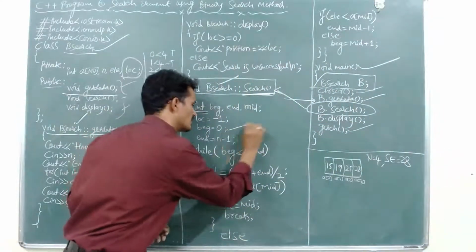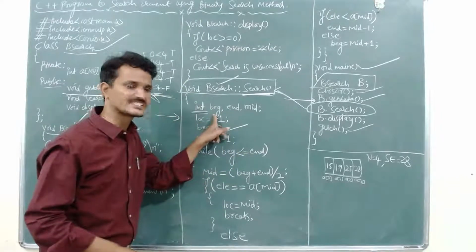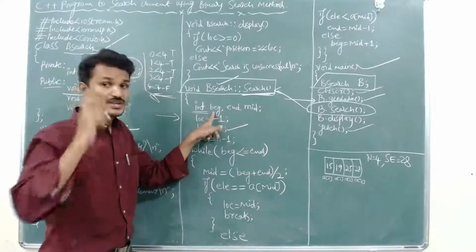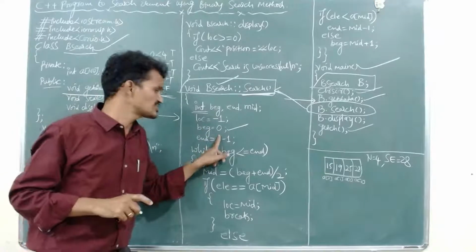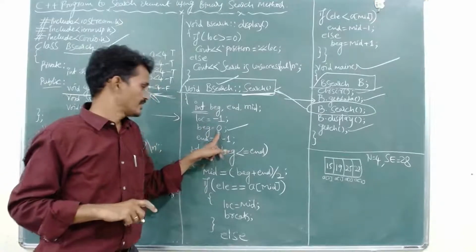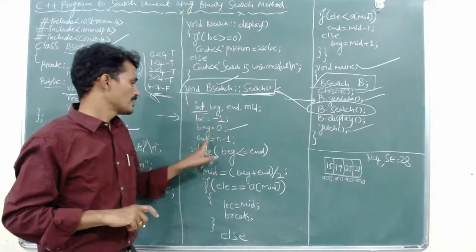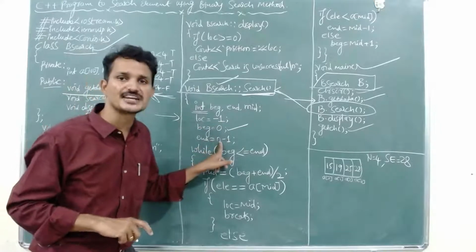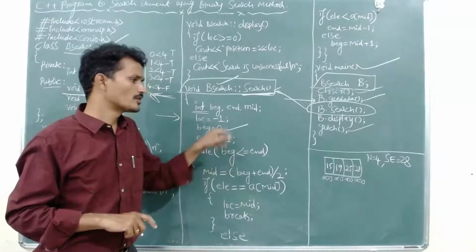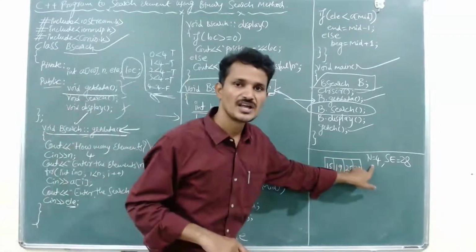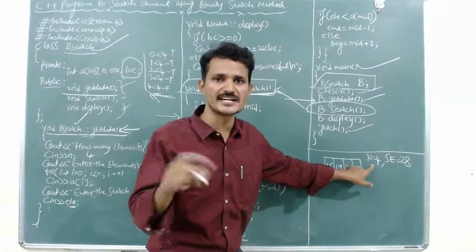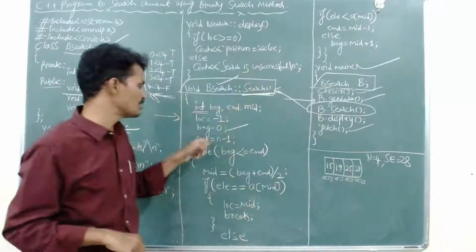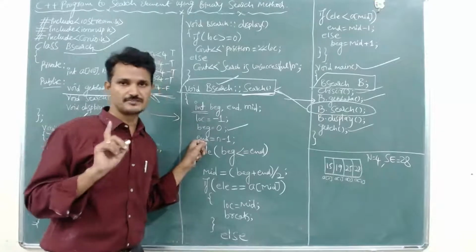In the next line, begin is a variable that is declared just above. Now I am initializing it as 0. In the next line, end is equal to n-1. What is the value of n? There you can see n is equal to 4. 4 minus 1 is 3, so 3 will be assigned to end.